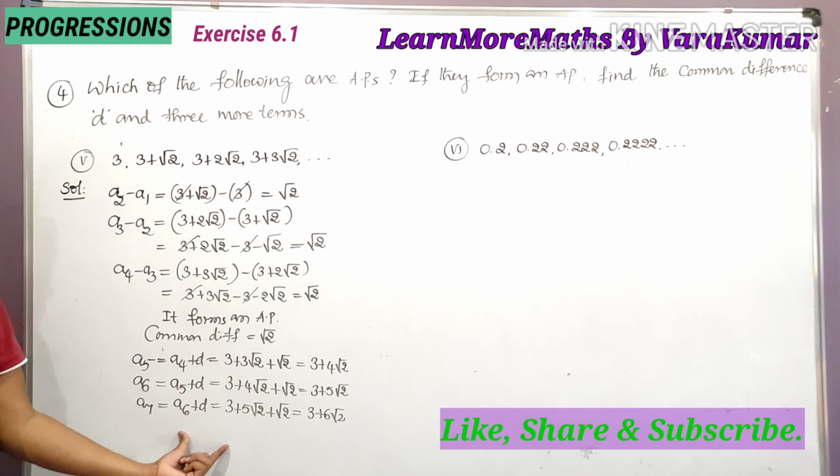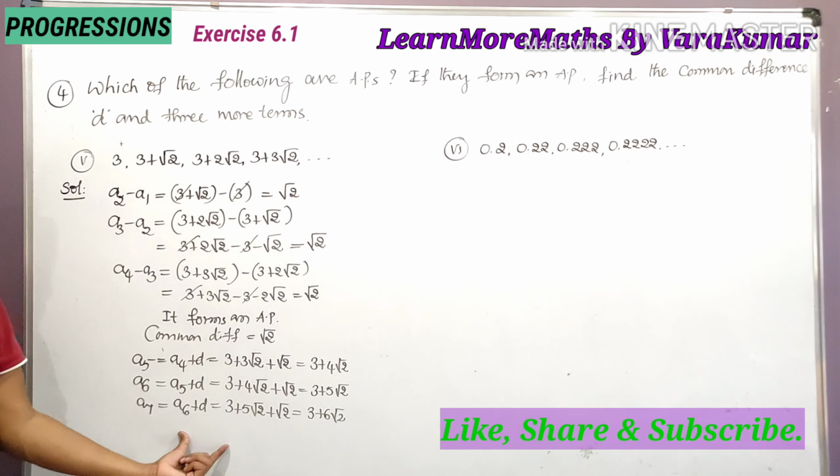So next we have to find the sixth bit: 0.2, 0.22, 0.222, and so on. So again, we have to find the common difference. A2 minus A1 is equal to 0.22 minus 0.2, that is 0.02, student. So next, A3 minus A2 is equal to A3, which is 0.222, minus A2, which is 0.22. So the 2s cancel, and we get 0.002.